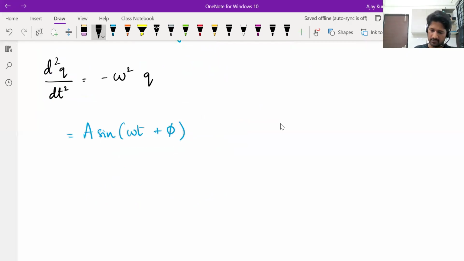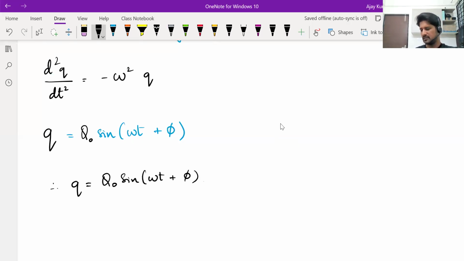In place of x, you have the charge on the capacitor. And A is displacement amplitude, the maximum displacement away from the mean position. For charge, you'll have the maximum charge that the capacitor plate can store. That's all. The rest of the equation remains the same. Therefore, you get charge on the capacitor plate as Q naught sine omega t plus phi.